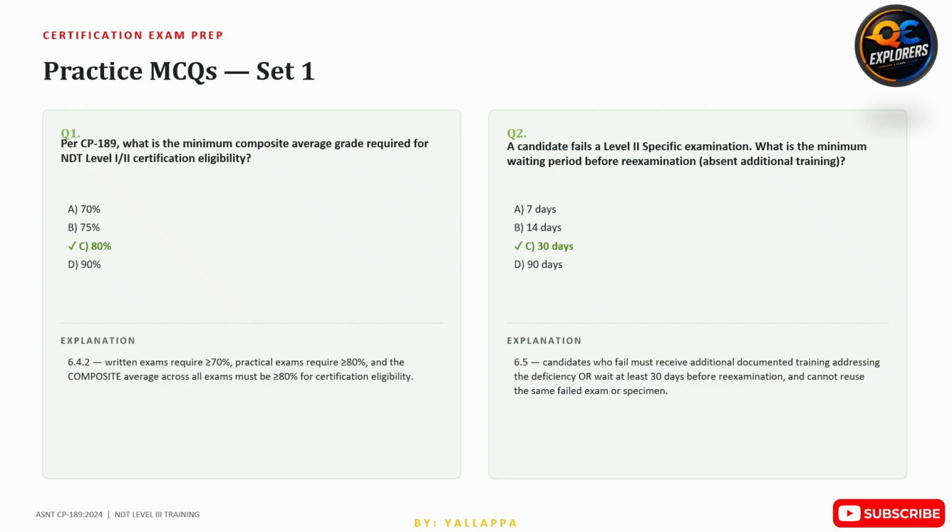Section 6.5 explains that when a candidate fails an examination, there are 2 possible pathways before another examination can be attempted. The first option is to complete additional documented training that specifically addresses the areas in which the candidate demonstrated deficiencies. The second option, if no additional training is provided, is to wait at least 30 days before taking the exam.